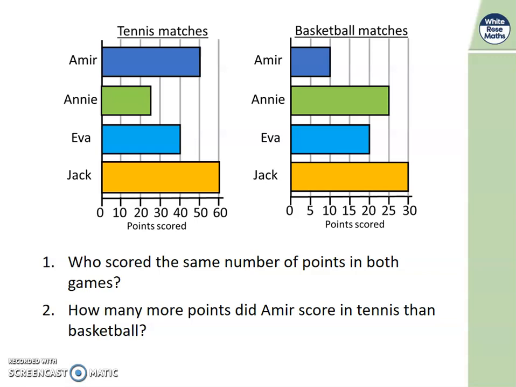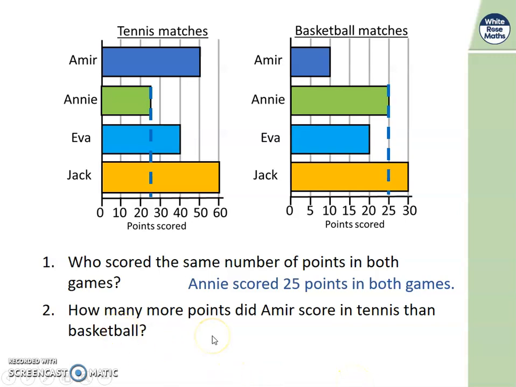So let's have a look at the first question. Who scored the same? We can see that Annie scored 25 because it's in the middle. And let's have a look on this side. She also scored 25 there. So Annie scored 25 in both games.